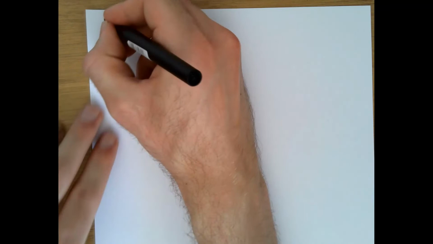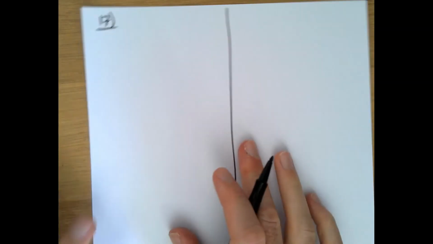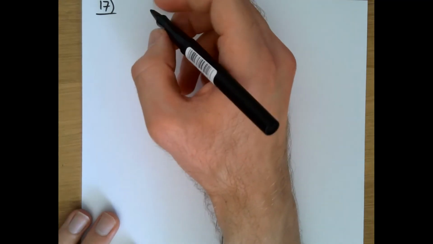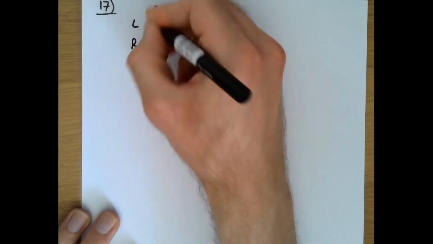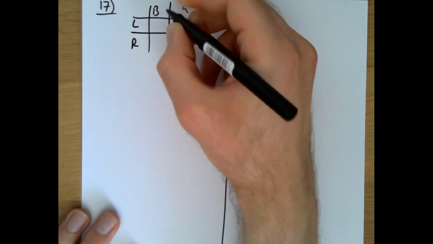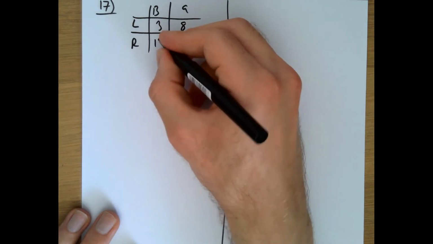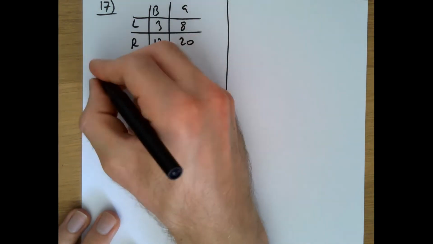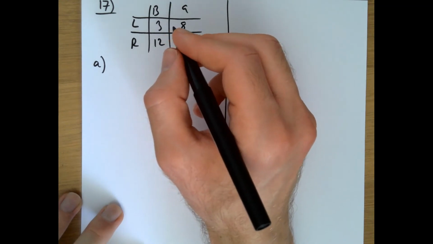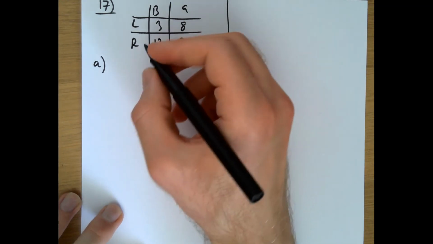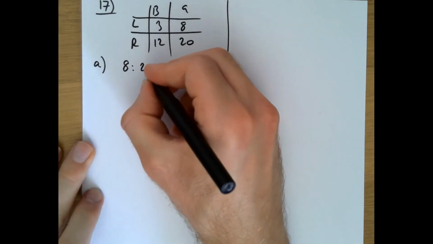So, number 17. Here is some information about a group of children. So let's just write this out. Boys, girls, left-handed, right-handed. Boys is 3, girls is 8, and we've got 12, and we've got 20. So the question says, write down the number of left-handed girls to right-handed girls as a ratio. So left-handed girls is 8, right-handed girls is 20, so we've written it as a ratio.